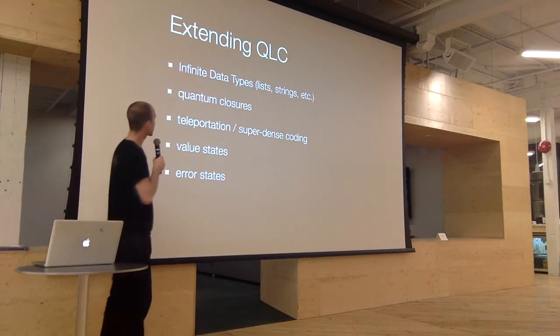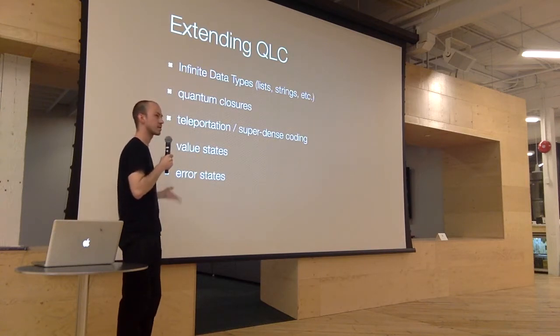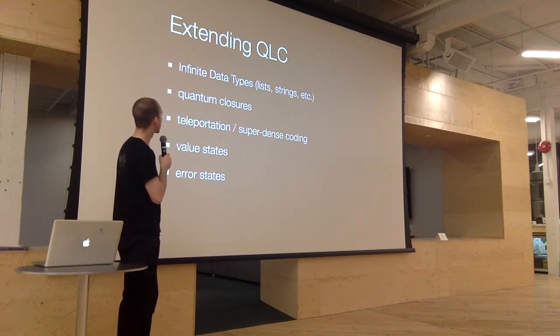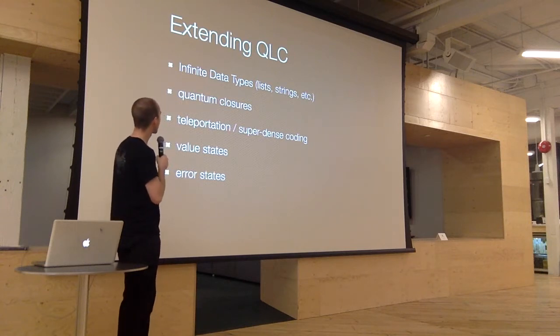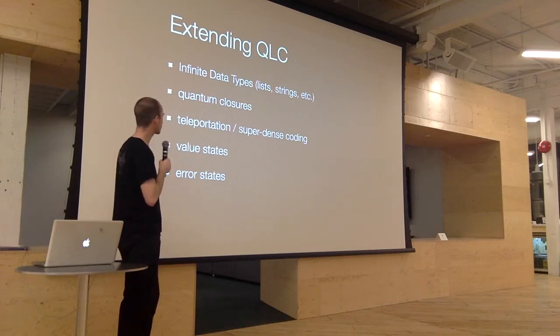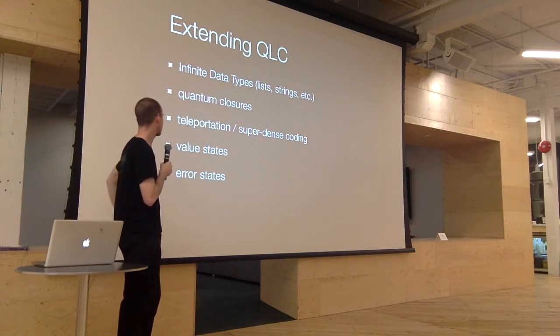And the paper describes many ways in which the quantum lambda calculus can already be extended just off of their research. It already supports infinite data types, as well as the fixed data types such as vectors, arrays and qubits. They describe quantum closures in quite a bit of detail in the paper. They present different approaches to teleportation and the literal inverse algorithm that allows for superdense coding. And they cover value states and error states.